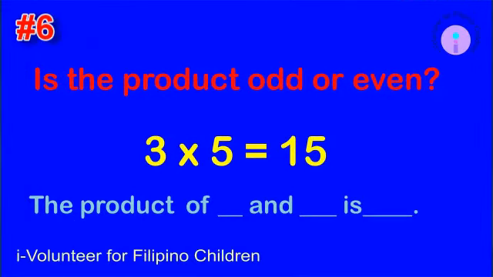Item number 6. Is the product odd or even? The product of 3 and 5 is odd. Kindly repeat.